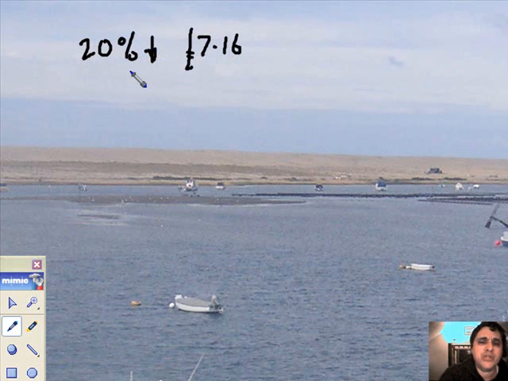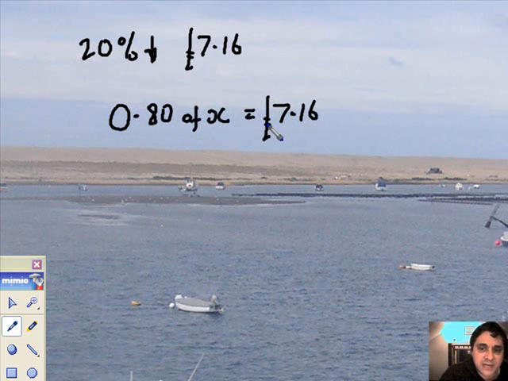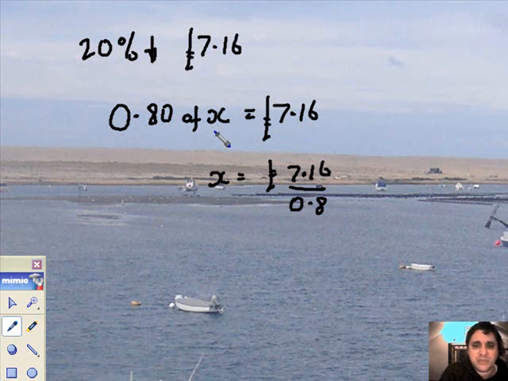Well, if I am reduced by 20%, I retain 80% of my original value. So 80% as a multiplier is written as 0.8, put 0 there so it looks good. So 80% of something, my original, is now £7.16. Therefore, my original is going to be £7.16 divided by 0.8. So 80% of what I used to be is now £7.16.